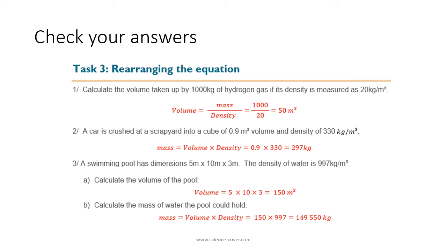A swimming pool has dimensions 5 by 10 by 3, and the density of the water is 997. Calculate the volume of the pool. Well, we do 5 times 10 times 3, so that's 50 times 3, so that's 150 meters cubed.